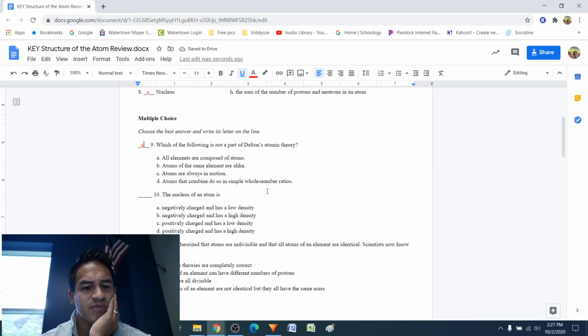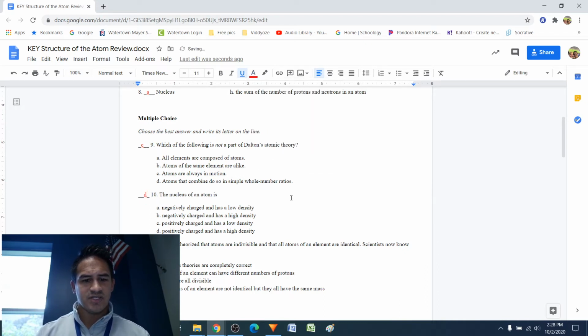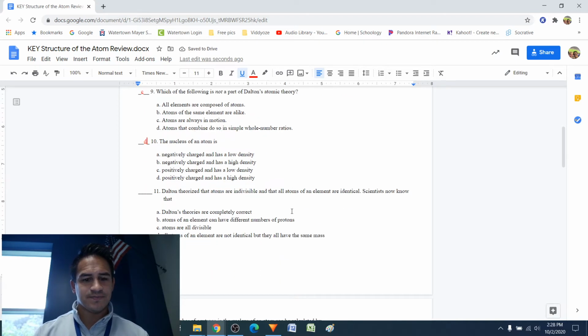Number 10, the nucleus of an atom is, so in the nucleus we have protons and neutrons. Okay, so the nucleus is not negatively charged. So that eliminates choice A and choice B. So it's either choice C, positively charged and has a low density, or letter D, positively charged and has a high density. So the nucleus is very tightly packed together, which means its density is very high. So this is going to give us a choice of letter D for our answer. That is positively charged and highly dense.